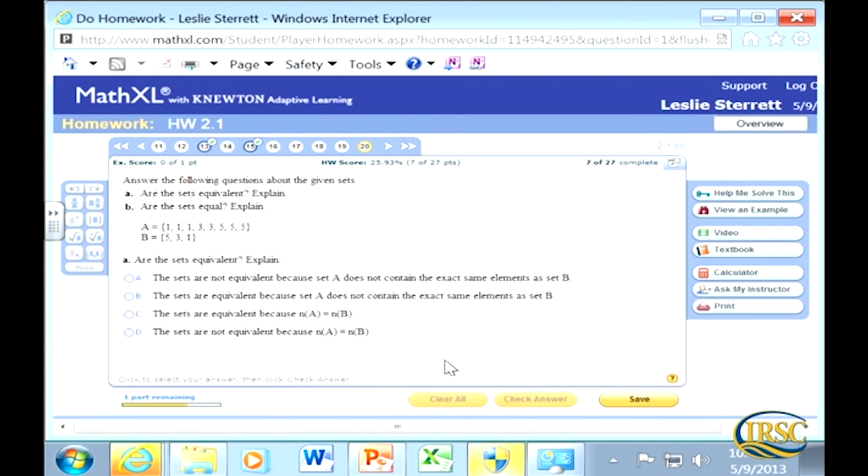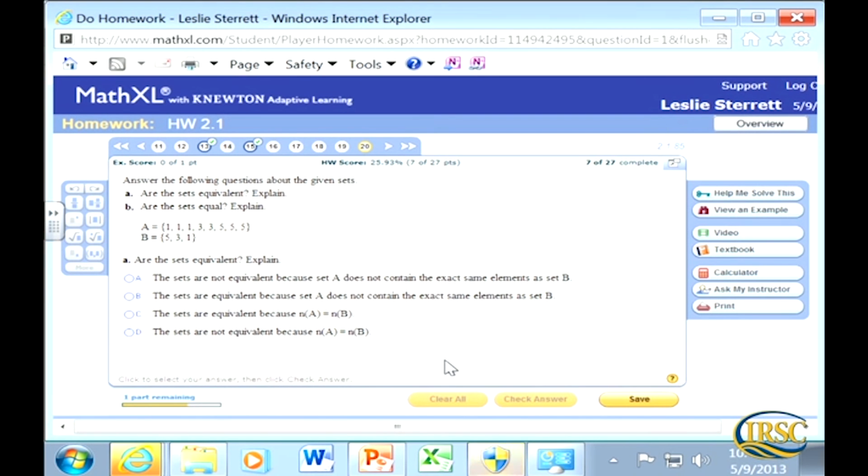are whether sets are equivalent or equal. Okay, so set A is equal to the set of 1, 1, 1, 3, 3, 5, 5, 5. Set B is equal to the set of 5, 3, 1. So the first question is, are these equivalent? Okay, but then not only do you have to determine whether they're equivalent, you have to answer why.